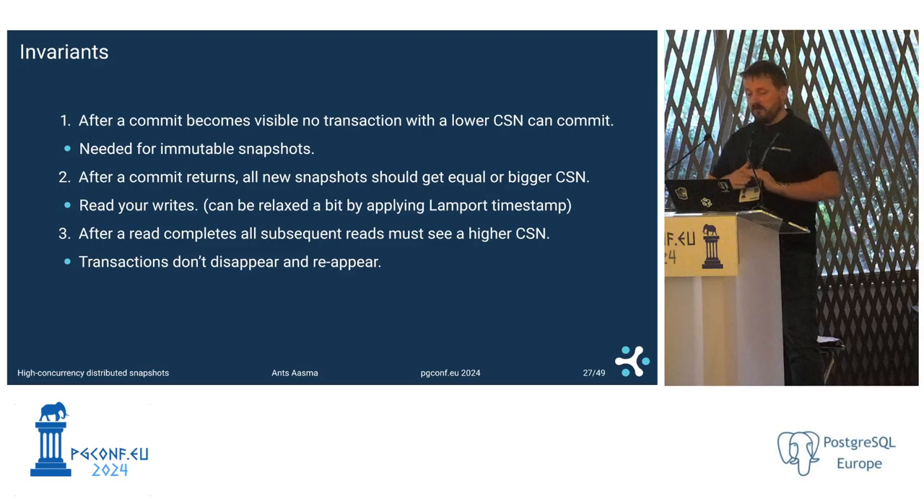So the things that we have to make sure within the system is that after a commit becomes visible, means that it gets a CSN that is published, no other commit can get a CSN value that is lower than we committed, which would otherwise mean that the transaction pops out of thin air. We see it as not existing and later it exists. So this is needed for immutable snapshots.